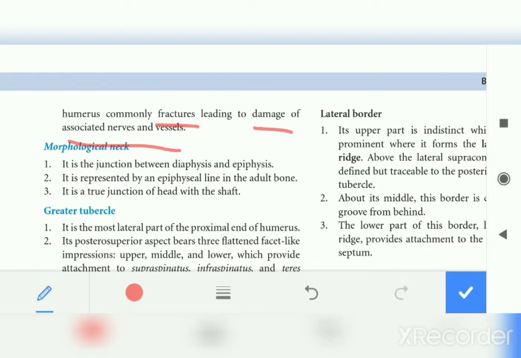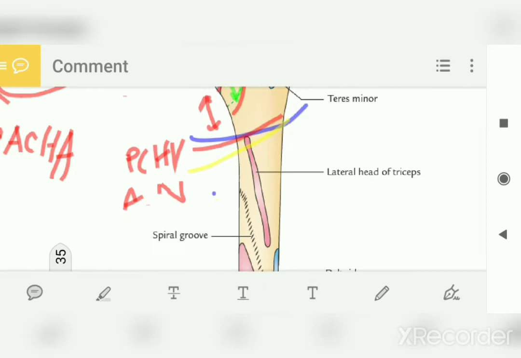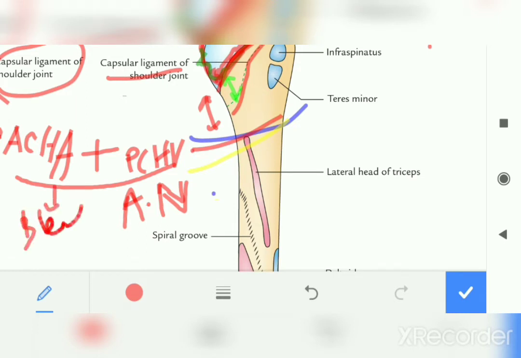So when an injury occurs at the humerus bone, this side fractures earlier. When the surgical neck fractures, this will lead to damage of the axillary nerve and the anterior and posterior circumflex humeral vessels. So what will be the consequences? What will be the effect if this axillary nerve and these two vessels are damaged? If these two vessels are damaged, there will be bleeding. Okay, there will be bleeding.